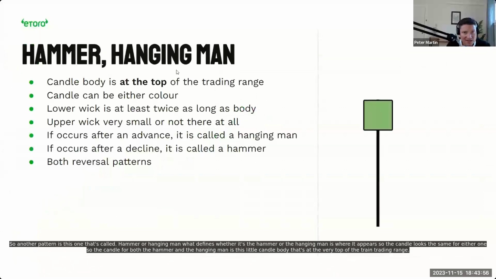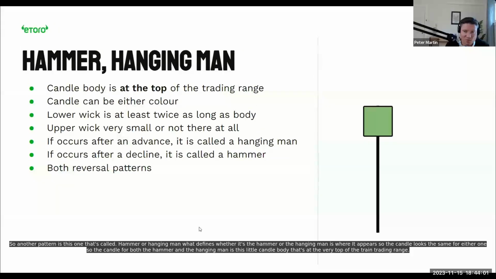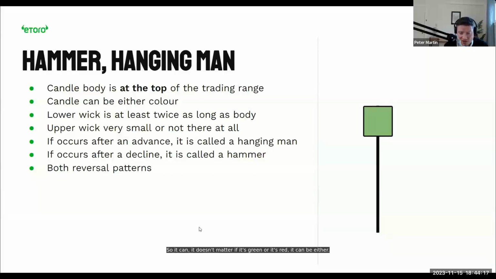Another pattern is one that's called the hammer or hanging man. What defines whether it's the hammer or the hanging man is where it appears. The candle looks the same for either one. The candle for both is a little candle body at the very top of the trading range. It doesn't matter if it's green or red, it can be either. But we need a nice long lower wick on the candle that's at least twice as long as the body, and the upper wick is very small, or not even there at all, i.e. a kind of doji.